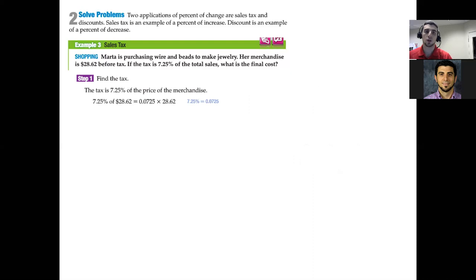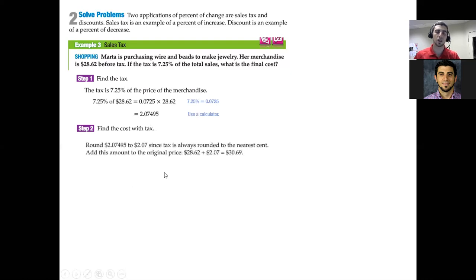Okay? So all you do is multiply that decimal times the amount, and that answer is the tax. It's not the cost of the merchandise. This is just how much the tax is on top of that. Now we're going to round that to the nearest cent, so it'd be 2.07, since we're dealing with money and you round to the nearest cent. So the cost with tax is you add that to the original cost, so $28.62 plus $2.07 is $30.69, and that's the cost of her jewelry supplies.